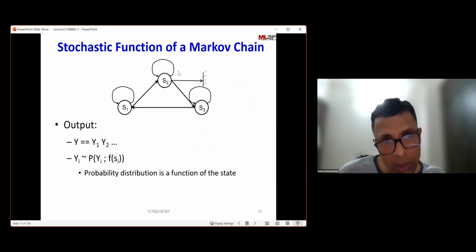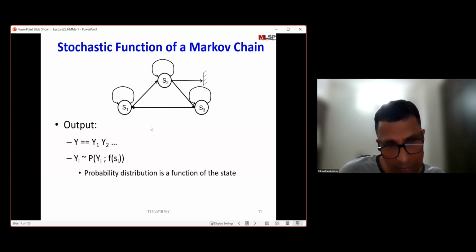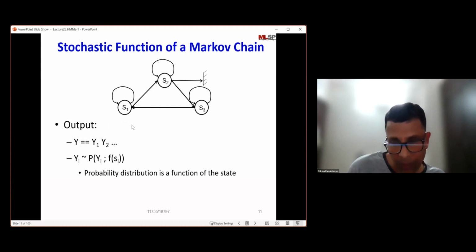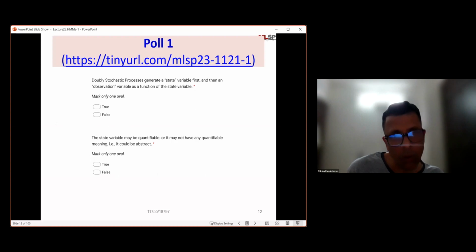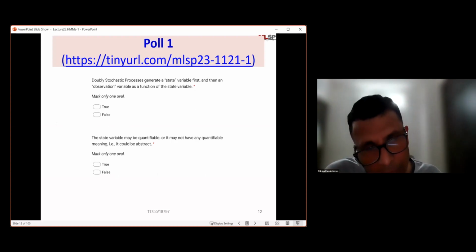Hidden Markov models are stochastic functions of Markov chains. There's an underlying Markov chain which generates a sequence of states, and you get a sequence of observations where, at any time, the process is in one of the states, and the observation is a random function of the state itself, right? So here's your first poll.